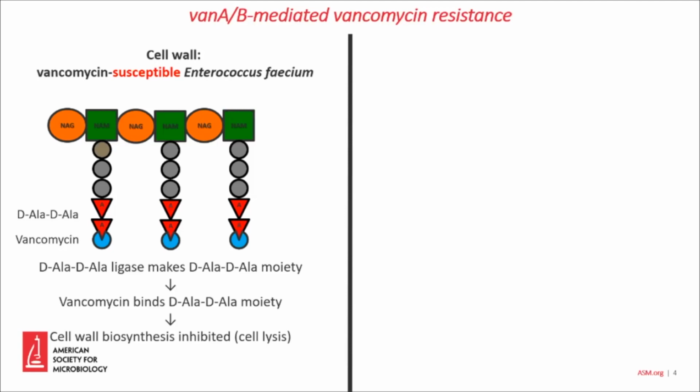If we consider a vancomycin-susceptible Enterococcus faecium, the cell wall looks like this in the cartoon, where we have dangling down two D-alanine residues. Vancomycin can bind to these D-alanine residues and therefore sterically occlude the binding of transpeptidase enzymes that are involved in cross-linking the cell wall. As I said, if the cell wall synthesis is inhibited, you get cell lysis.